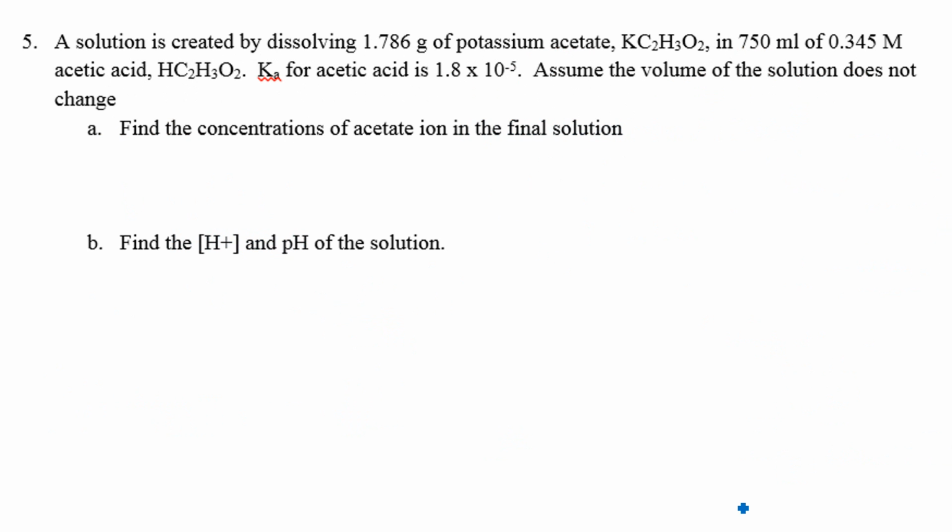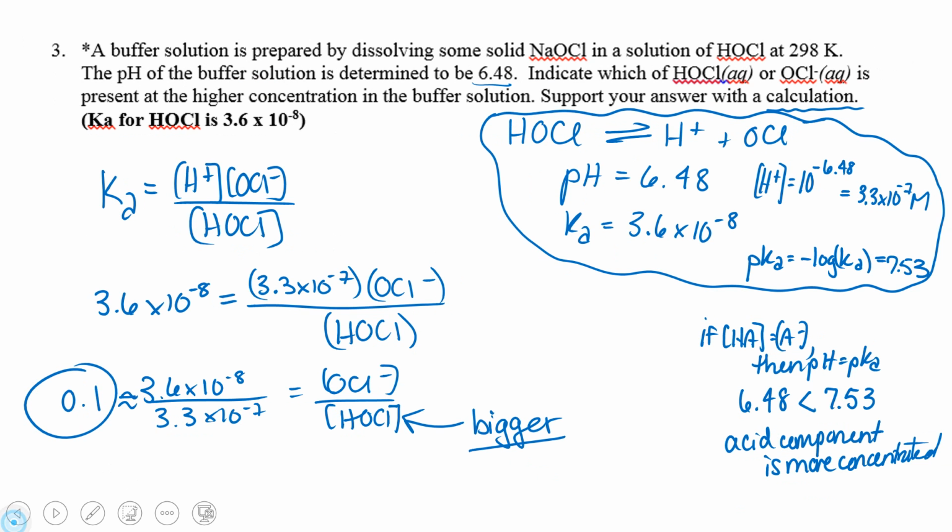And you could also choose to back that up using the Henderson-Hasselbalch equation, pH equals pKa plus log A over HA. This would be another option always when you're doing buffers. You could always use this equation as well. So that's problem 3. So we know that the HOCl concentration must be bigger.